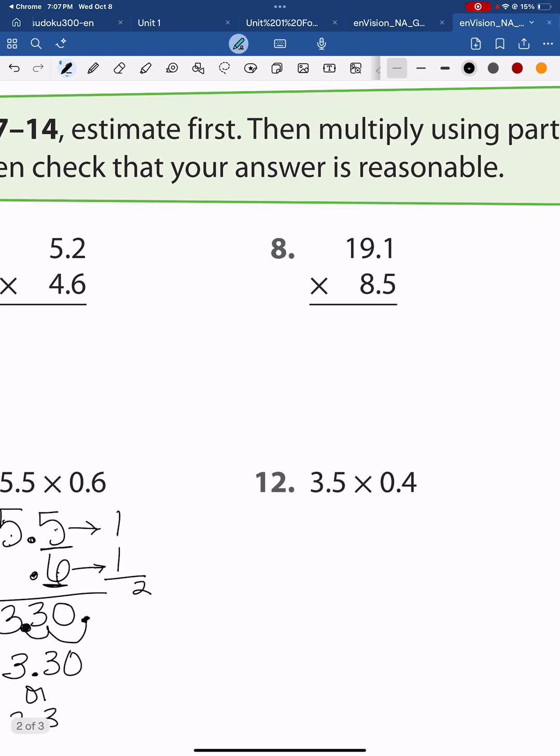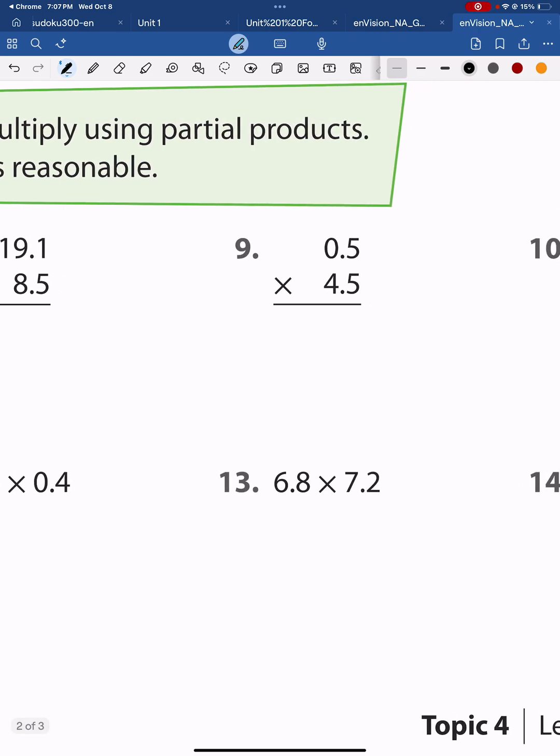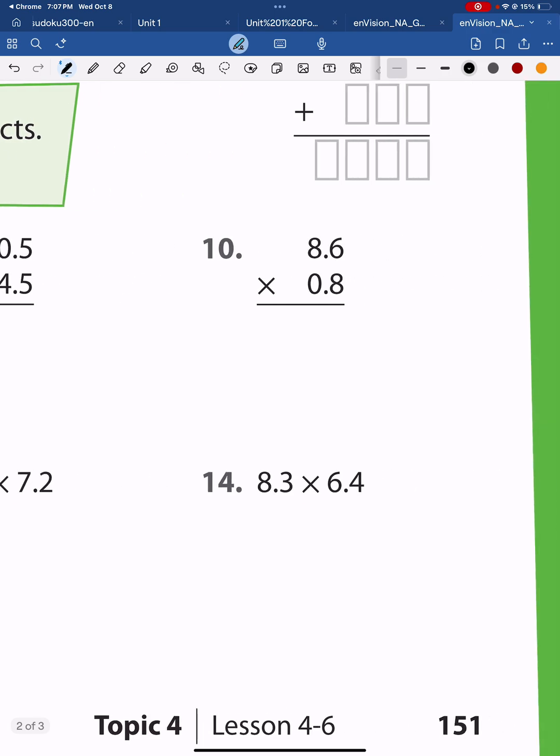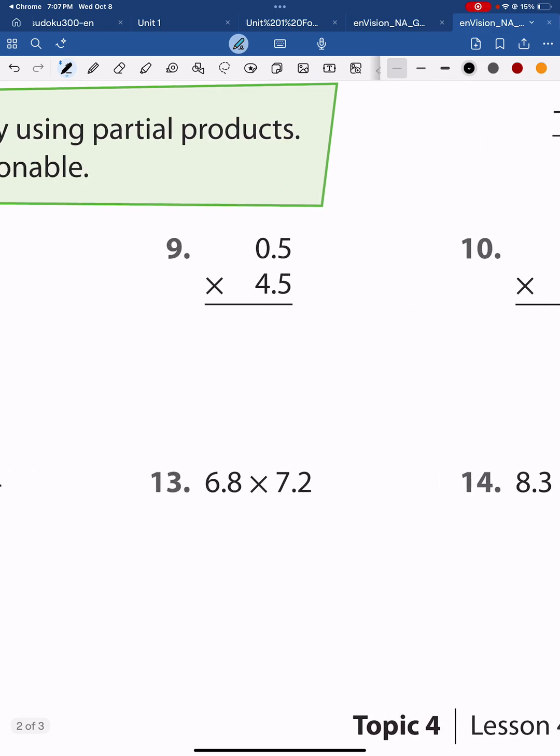I'm going to skip 12 because it's very similar to that one. And let's go over to 13. 6 8/10 times 7 2/10. Same thing. We are not going to worry about the decimals. So what we're looking at here is 68 times 72. So you do the same process. This works with area model or box method as well. And I will do this one with that style too.